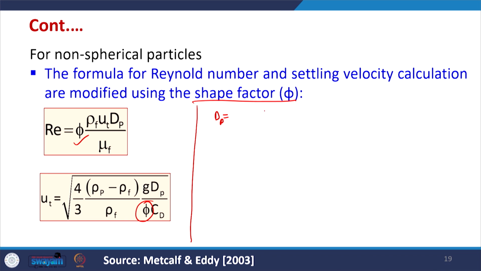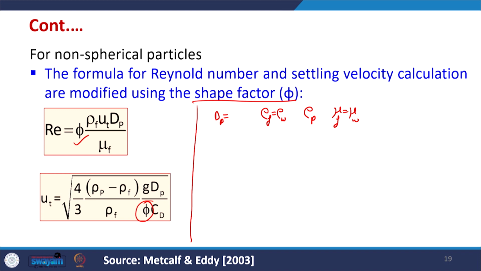Then we should know the density of the fluid, or we can take this to be the density of water, because for wastewater it may generally be taken as for water. Then we should know the density of the particle also. Similarly, we should know the viscosity of the fluid, or viscosity of the water. So, suppose all these 4 parameters are known to us.